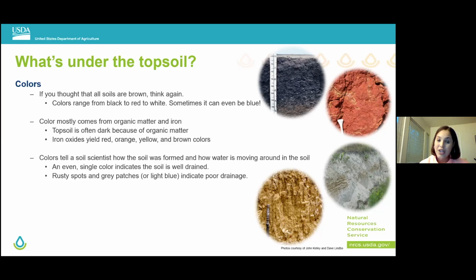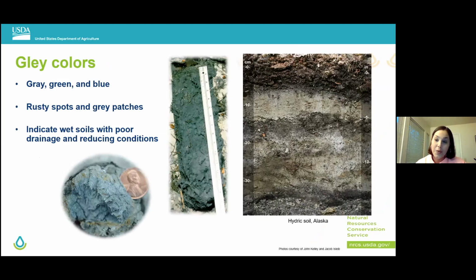Over time, you're going to have a reaction in soils. You're going to have iron oxides moving, leaving some areas, being transported by water, and being deposited in other areas. So that is giving you gray, green, and blue colors, but it's also giving you rusty spots. In the rusty spots is where you have that iron being accumulated. Look at those photos. The photo on the right is from Alaska. That is what we call a hydric soil.